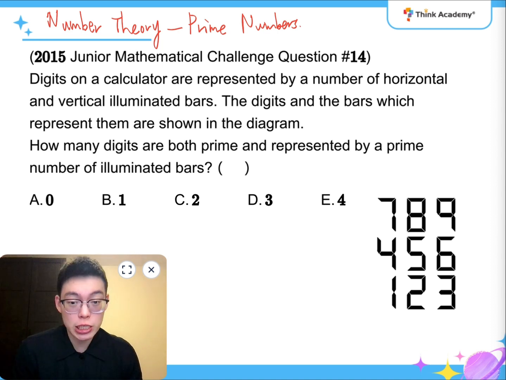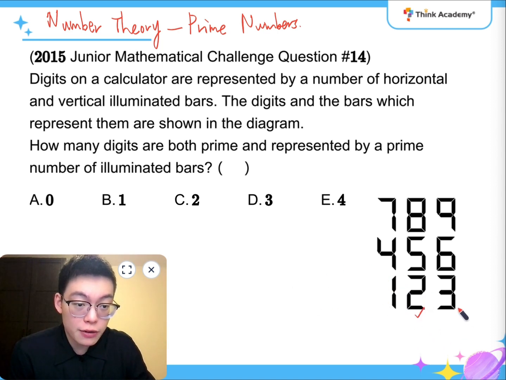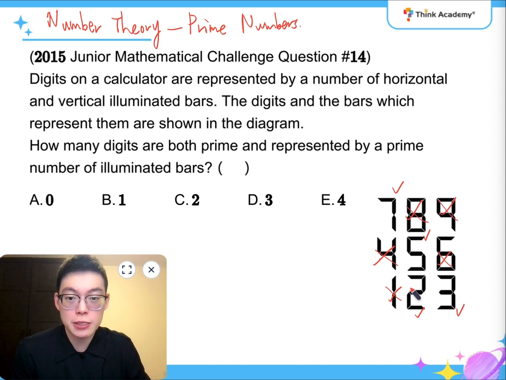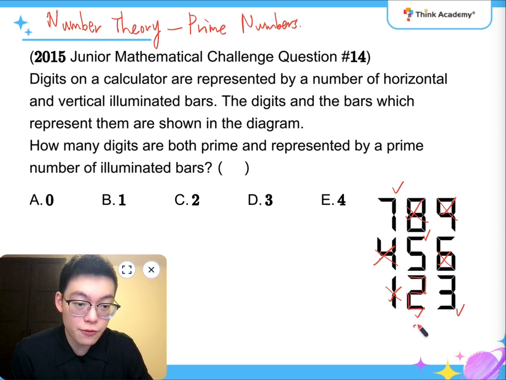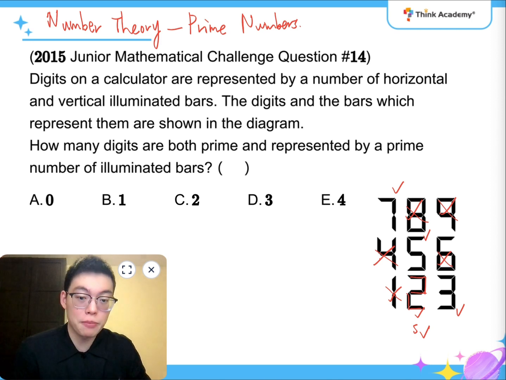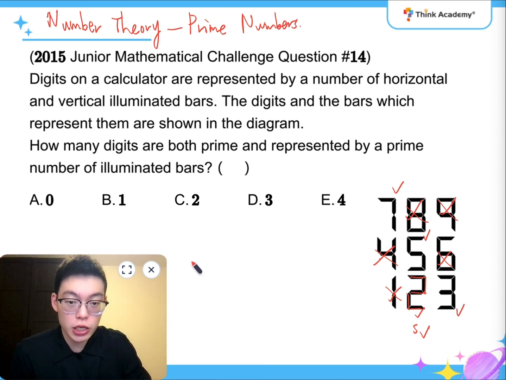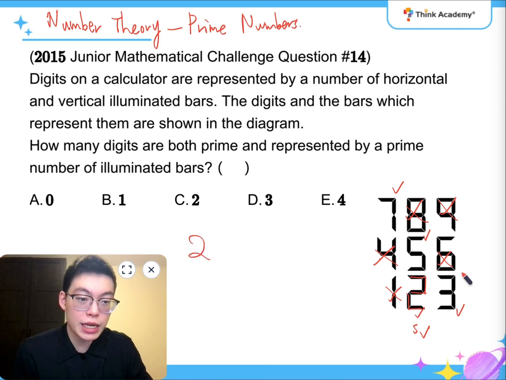First of all, we just need to choose the prime numbers, 2, 3, 5, and 7, right? So we can eliminate all the rest. And then we count the number of bars that are used for each of them. So for 2, it is 1, 2, 3, 4, 5, using 5 bars, which is also a prime. So we know that 2 works. For 3, it is using 1, 2, 3, 4, 5 bars, which 5 is a prime.